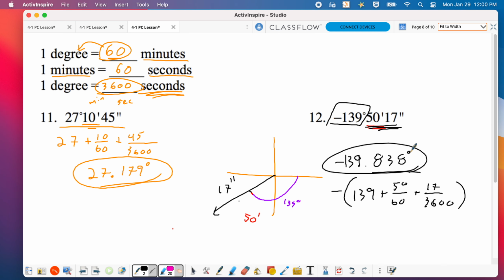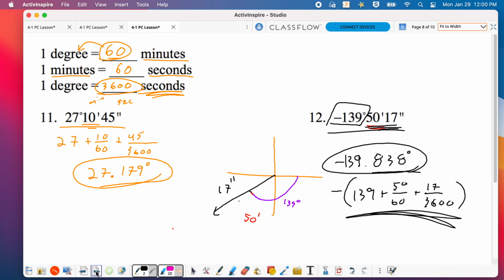The idea for this one, the first one we just added them all together because everything is positive. We need to realize that this whole angle for this one is negative. So I need to either subtract each piece, negative 139 minus 50 over 60 minus 17 over 3,600, or figure out what the angle is itself and then make it negative.